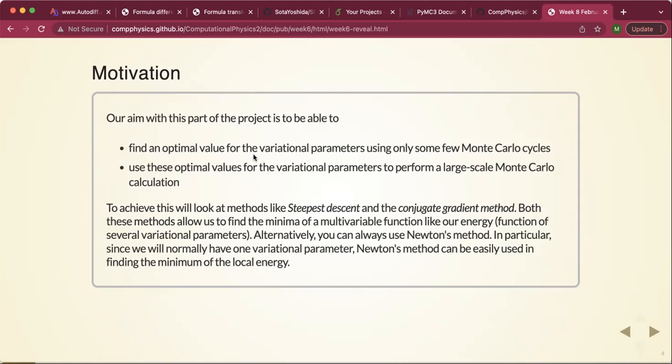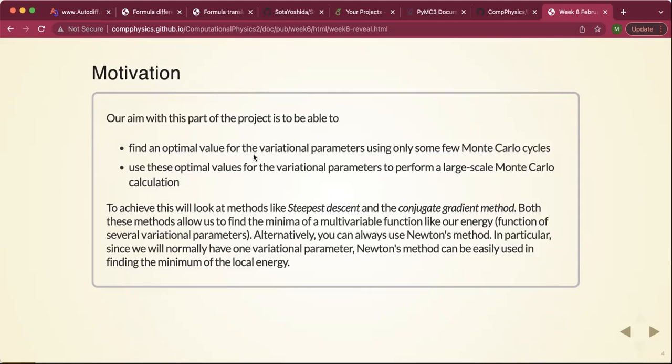And if every calculation consists of something like 1 billion Monte Carlo cycles, it means that you will have to run something like 100 times 1 billion Monte Carlo cycles. And then you're going to plot the expected value as a function of these 2 variational parameters in order to find the minimum.